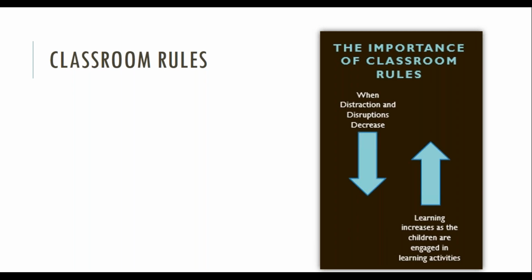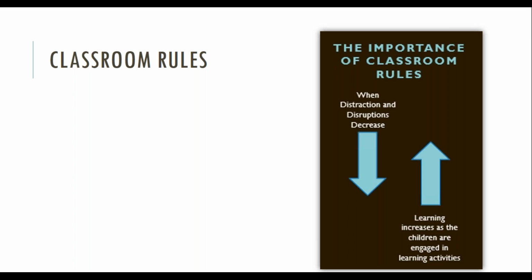As you can see here in this chart, you can see when the distractions and the disruptions decrease. That means when we have our routines in place, when we have interesting transitions and interesting materials and centers that have been well thought out, it's like a scale. When that goes down, your learning increases and the children are engaged in learning activities. So then they have time to start thinking higher order. You can have time to start posing higher order thinking questions to them, for them to reason, and for them to do analysis. So that's really important.